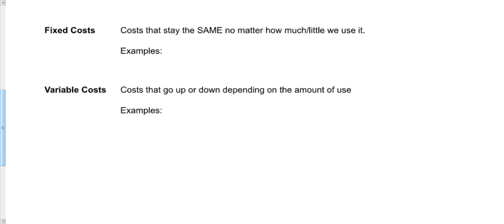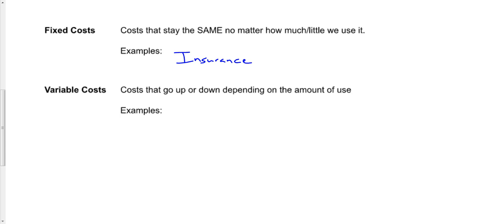So generally when we talk about costs, we term two types of costs. One is a fixed cost, a cost that stays the same no matter how much or how little you use it. An example of a fixed cost might be the cost of insurance. If you own a vehicle and you drive it, it doesn't matter if you drive it 10,000 kilometers in 1 year or 4 kilometers in 1 year, your insurance costs are basically the same.